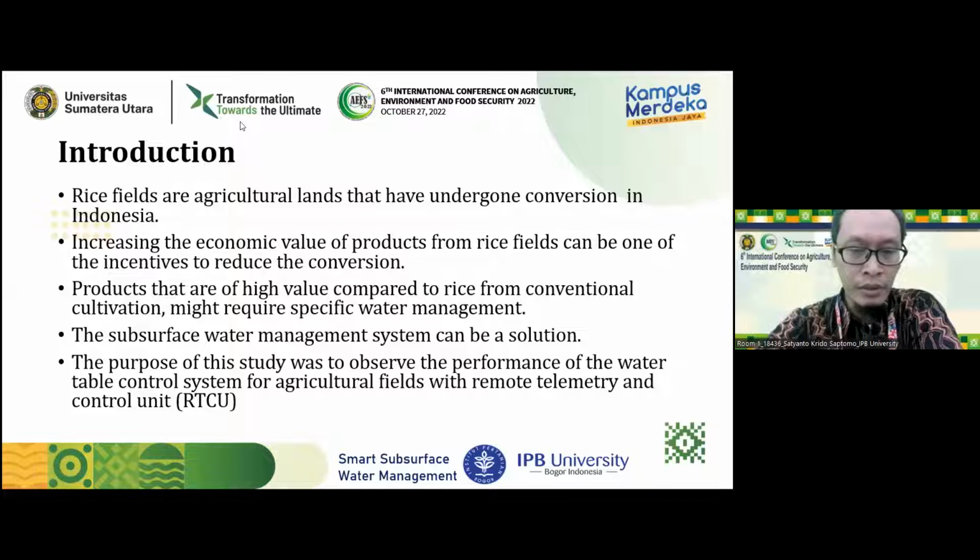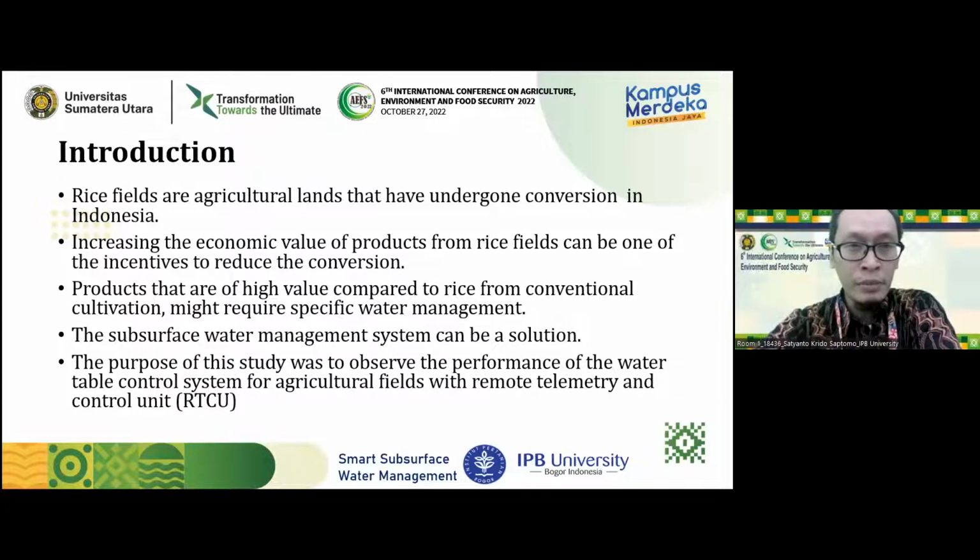So shortly, the background of our study is that we would like to increase the economic value of paddy field, rice field, because you know that rice field is often being converted into other, I think more profitable purposes, for example, housing and etc. So if we can introduce not only rice but products with higher economic value, for example, organic rice or other products, for example, horticulture or something like that, maybe there we can give some incentives to preserve the rice field, not to be converted into other purposes.